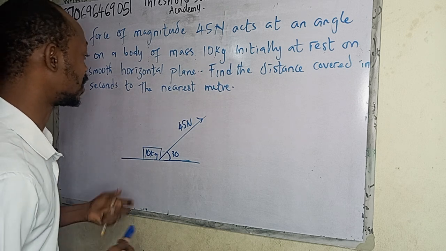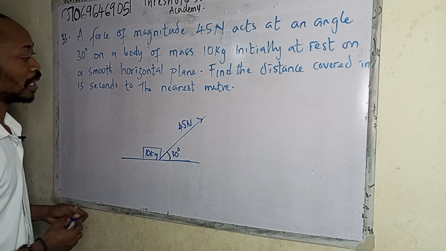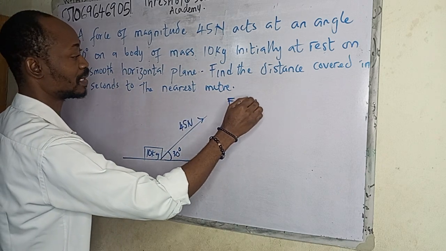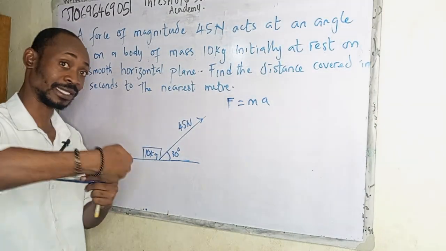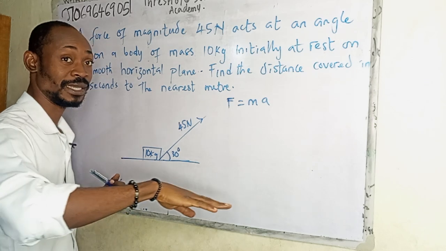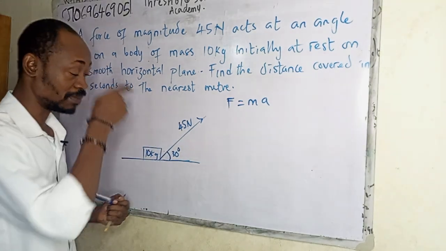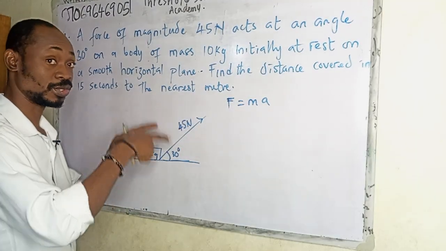So the question says to find the distance covered in 15 seconds to the nearest meter. First of all, we need to calculate the acceleration. And it's 30 degrees. So using Newton's second law of motion, we know that F equals what? Mass times acceleration. Now, because the force is at an angle of 30 degrees and it's moving along the horizontal plane, we're going to be using the horizontal component of the force. Remember the previous question number 32. This is an application of question number 32.